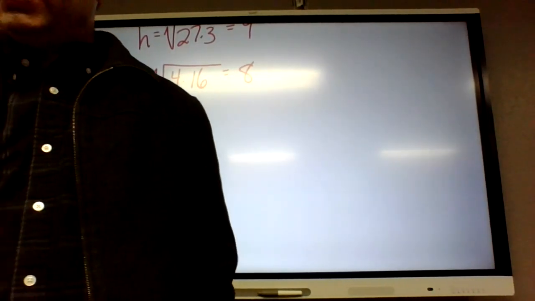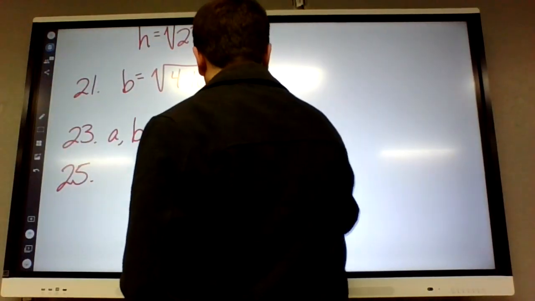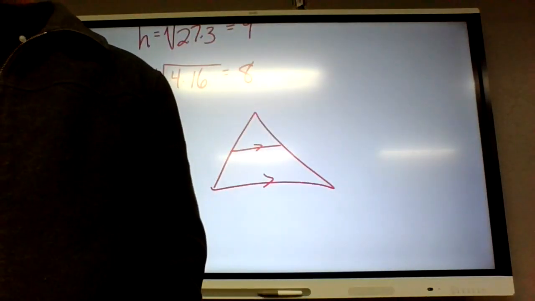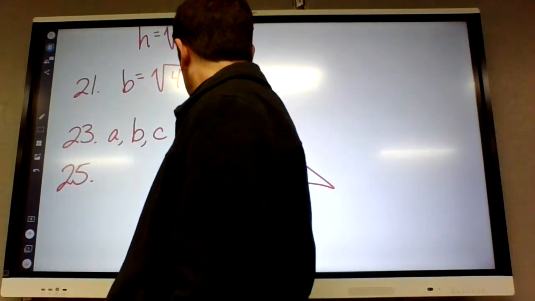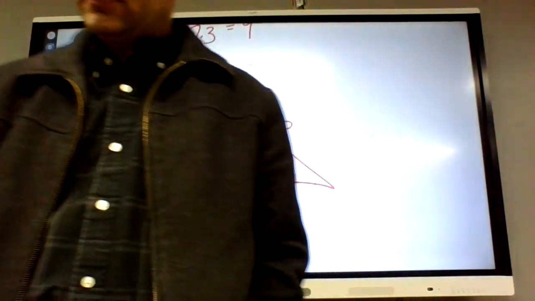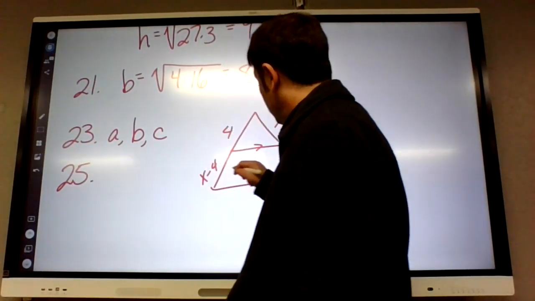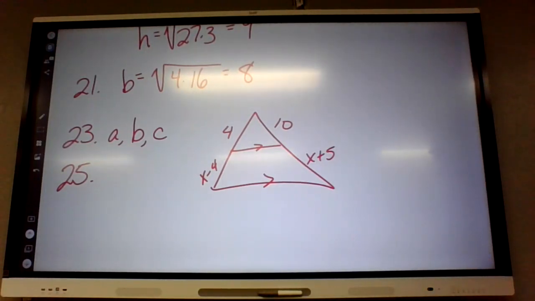25. Find AD. Okay, lines are parallel again. Find AD and CE if BD is 4, BE is 10. AD is x minus 4 and CE is x plus 5. This one's a little bit tricky because we're not just looking for x. How would we set this one up? What ratios could we use?